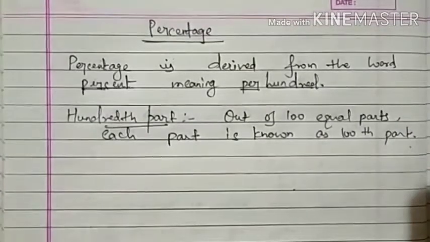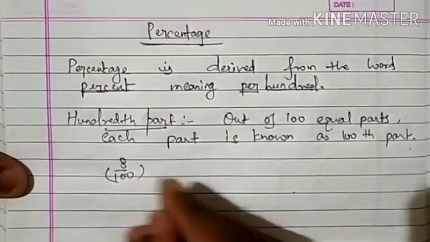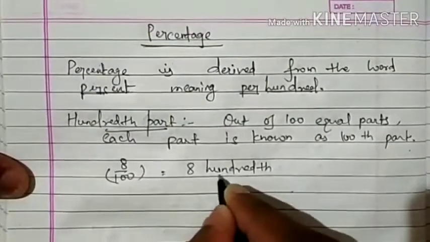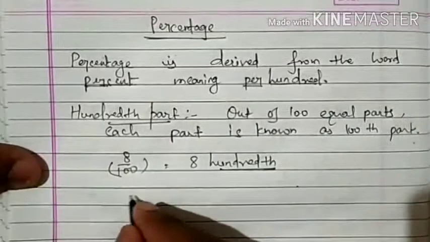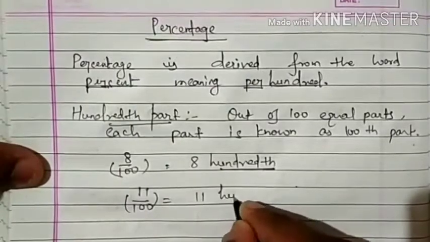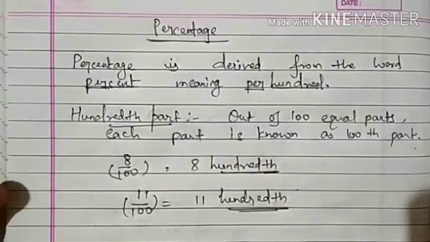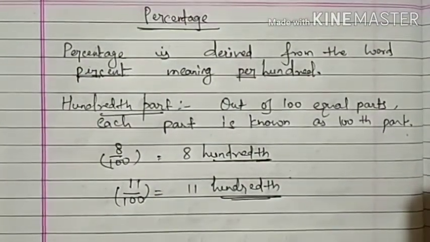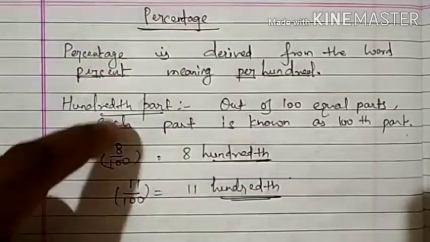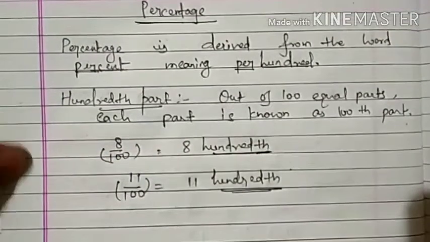100 equal parts में से हर एक पार्ट को बोलते हैं 100th part. That is, 8 by 100 means 8 hundredth. Similarly, if there will be 11 by 100, what we will write? 11 hundredth. This is the important concept. If we have 100 equal parts, then out of those 100 equal parts, each part is known as that particular hundredth part. 8 by 100 will be written as 8 hundredth, 11 by 100 will be written as 11 hundredth.